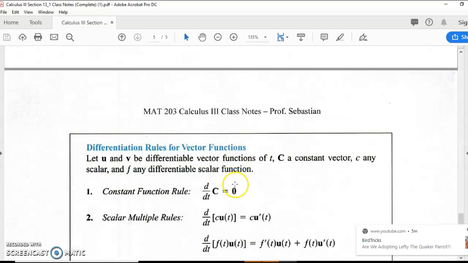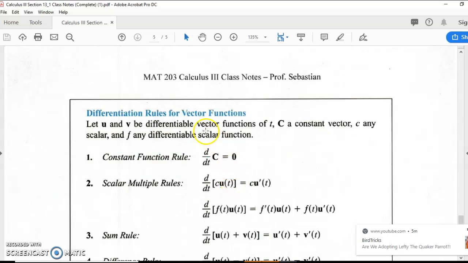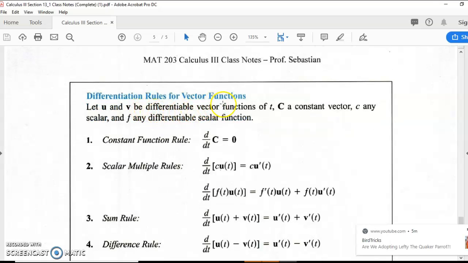I'll go ahead and finish this up really quick. The last page in this section, section 13.1 of notes, is differentiation rules for vector valued functions. So if u and v are differentiable vector functions of t, capital C with bold in here is a constant vector. Little c italicized here represents a scalar or a real number. So c is any scalar and f is any differentiable scalar function, not a vector function, just any differentiable scalar function.